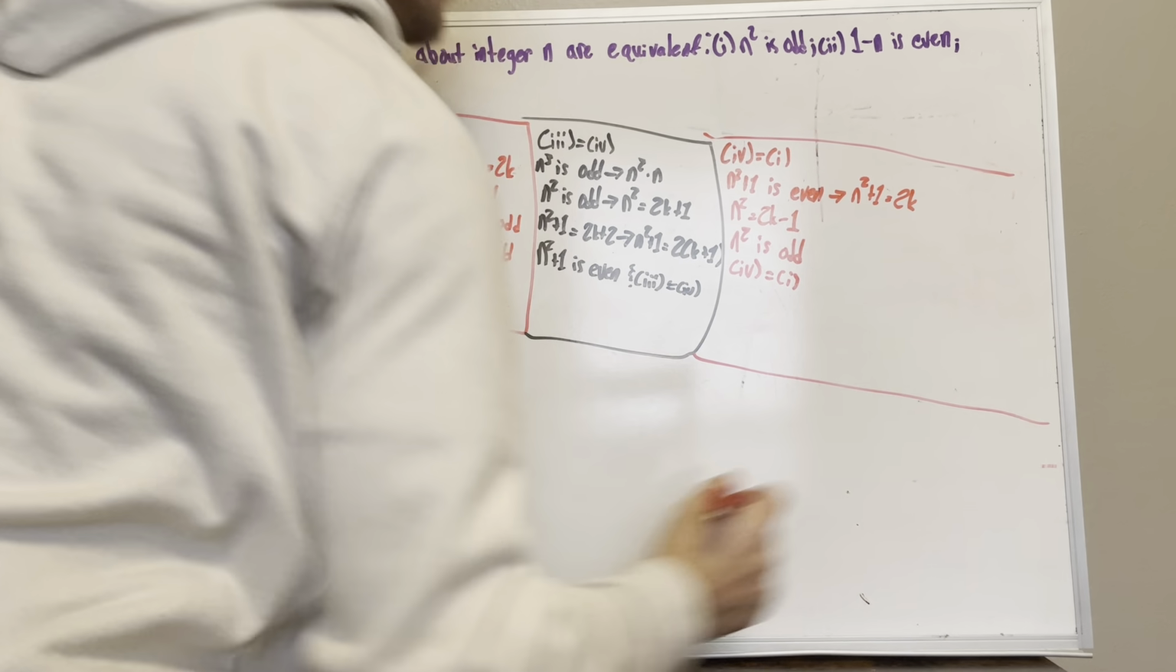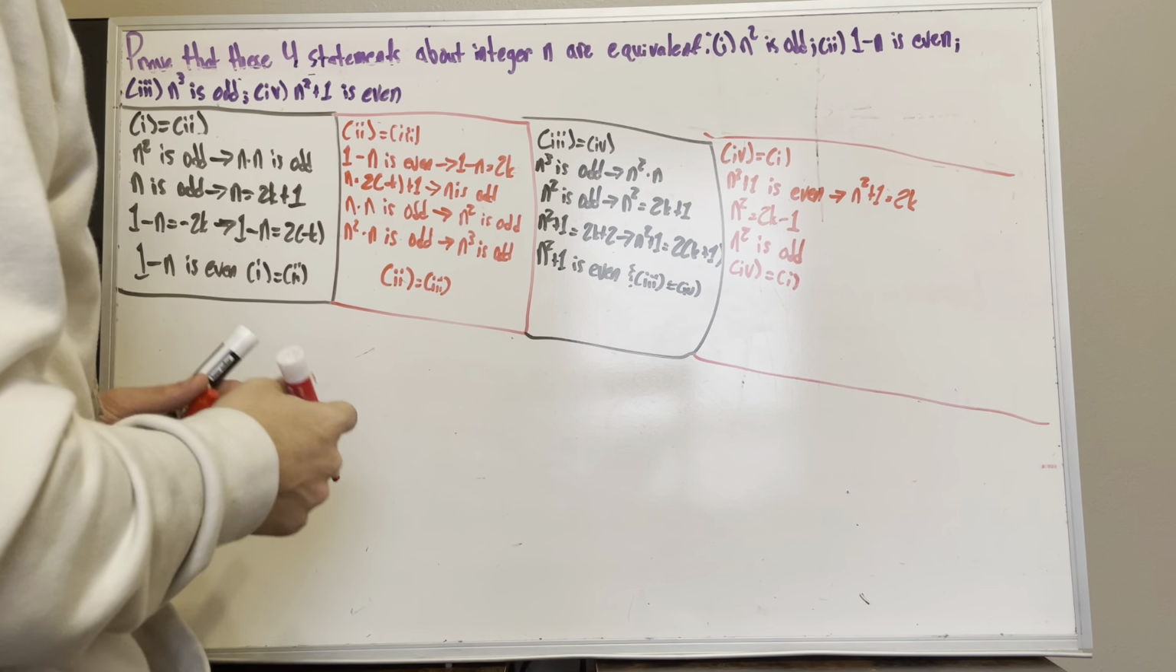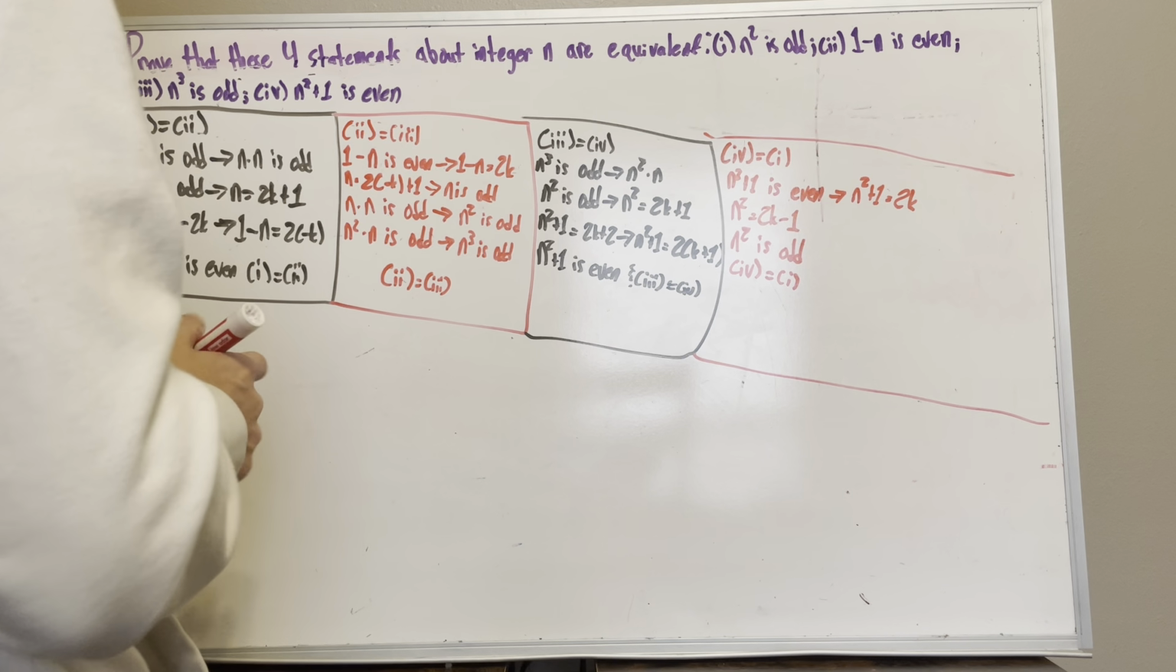Thus, we have proven that statements 1, 2, 3, and 4, all about integer n, are equivalent to each other.